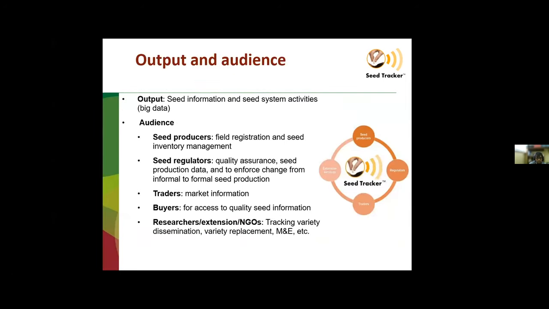With regard to the output and audience, the main output from Seed Tracker is the big data concerned with seed production and seed value chain actors. With regard to audience, the tool is suitable for seed producers, seed regulators, traders, buyers, researchers and extension agents, as well as NGOs, especially for tracking variety dissemination, promoting the varieties, monitoring variety replacement, and also for monitoring, evaluation, learning and other uses.